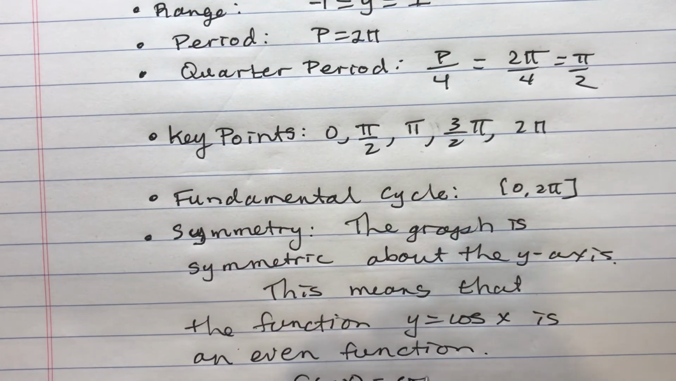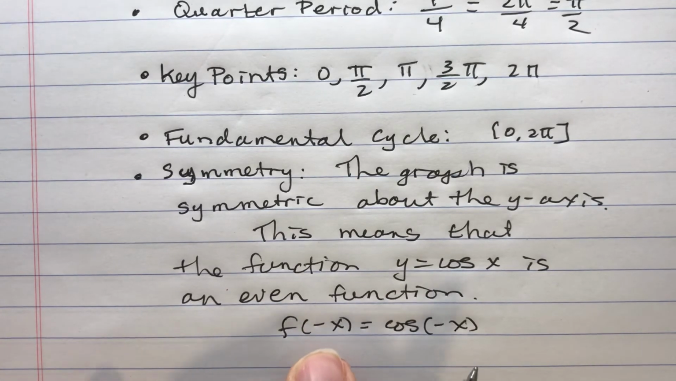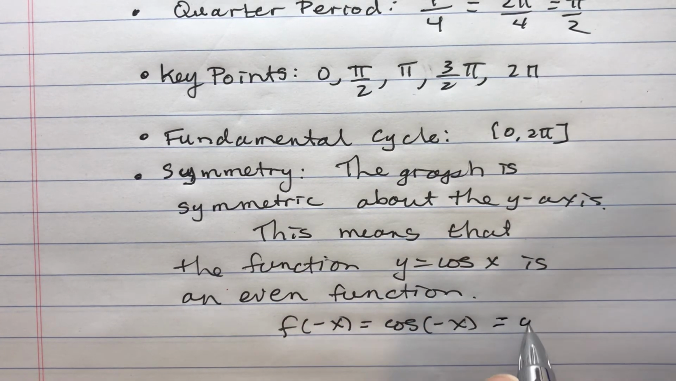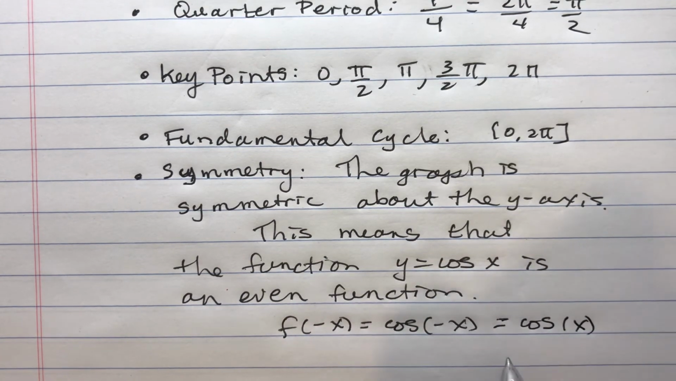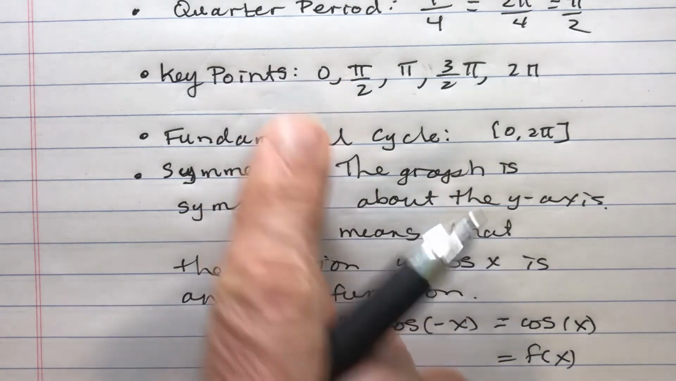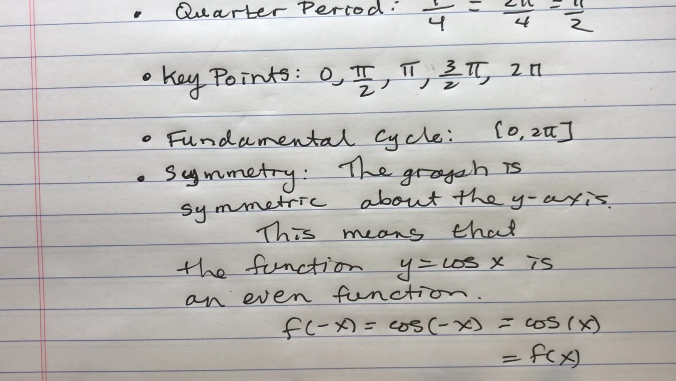And so what even means is when you put in a negative value, or it doesn't have to be a negative number, but the opposite of x, if you put the opposite of x, that is the same thing as just putting in x. That's what it means to be even. And one of the ways I remember that is I look at the graph. The graph is symmetric around the y-axis, and that means it's an even function.